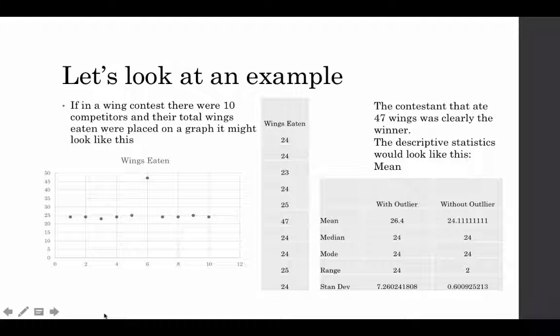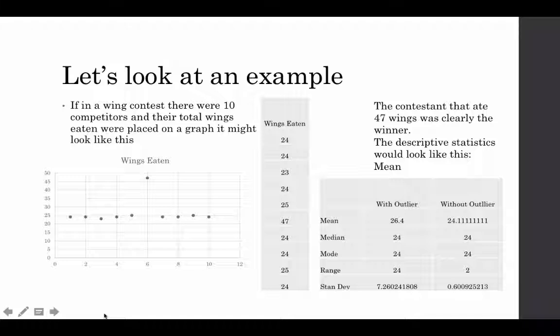There's only one. So here we take the average, and yet no one in the data set outside the winner ate 26 wings. So right off the bat, you can see how an outlier can skew your data. From a median standpoint, 24. Okay, that's our midpoint, remember from the last time.